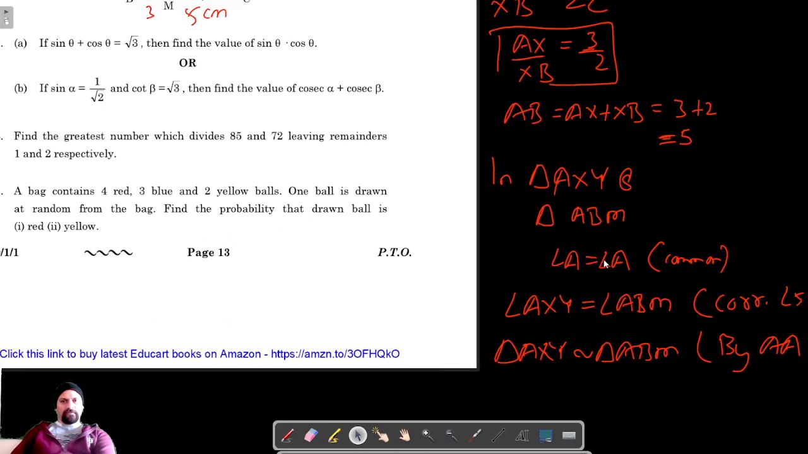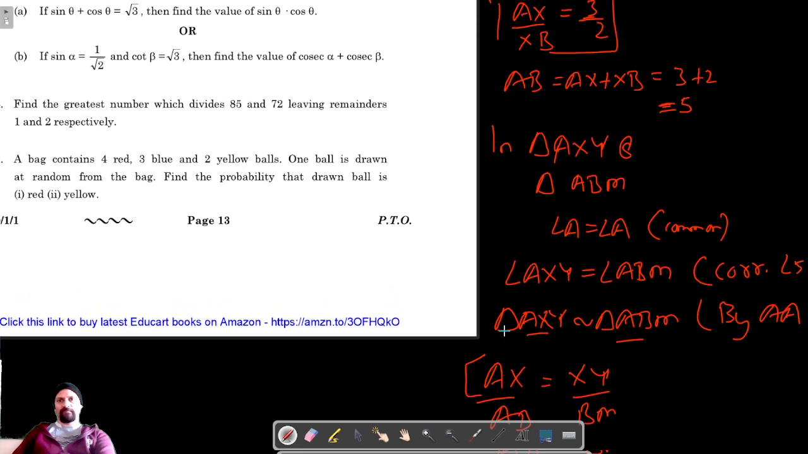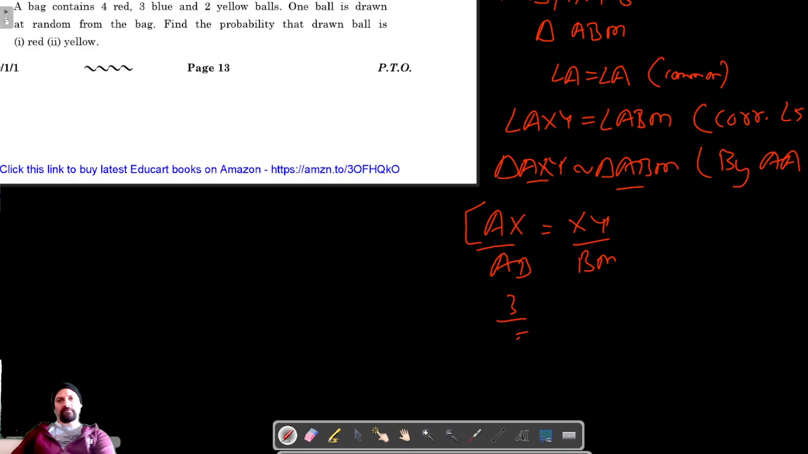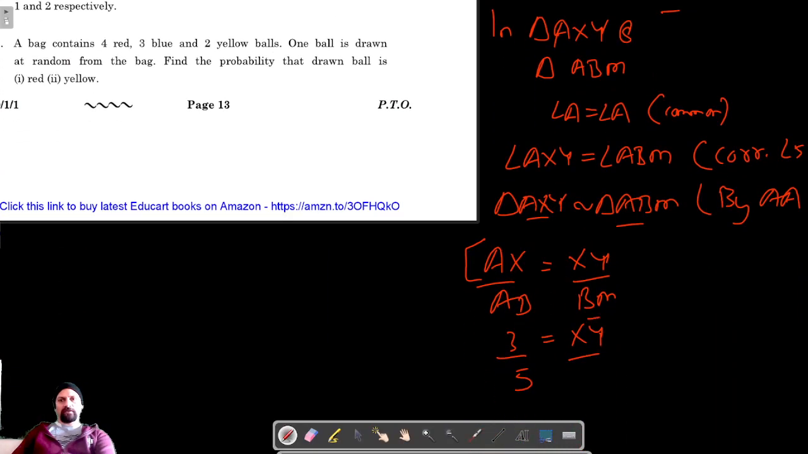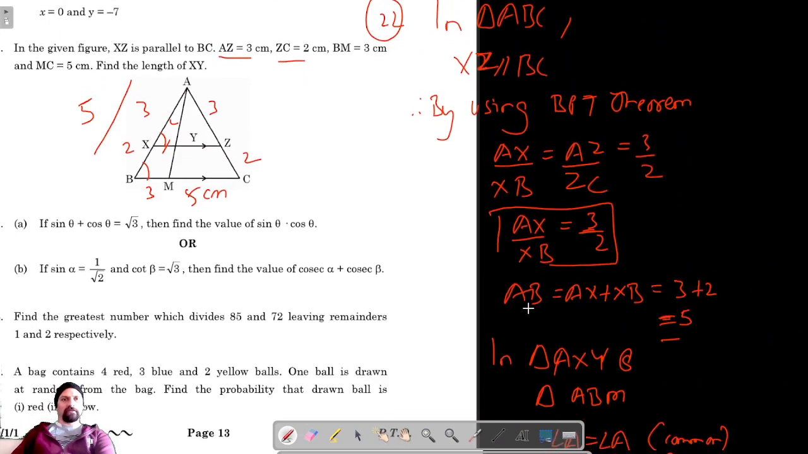Once these triangles are similar, we can get the sides in proportion. So AX upon AB is equal to XY upon BM. Let's put in the values. AX is 3 and AB is 5. XY, we have to find out XY. And next one is BM. BM is given, it's 3.